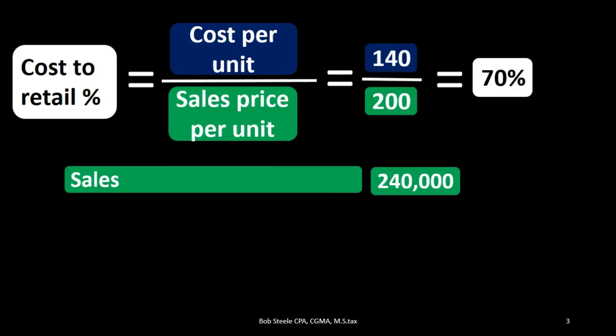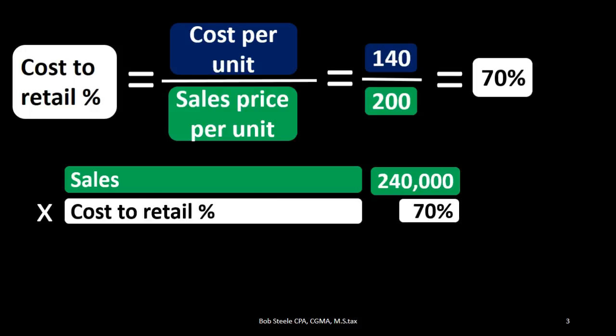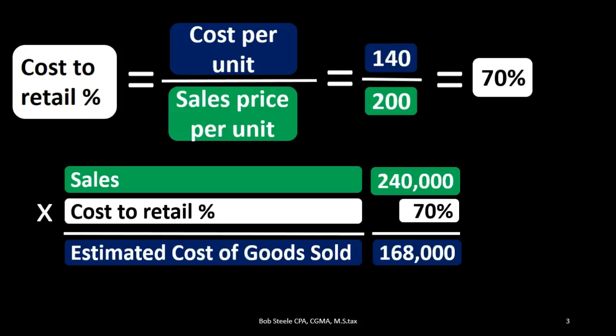If we take that number and we take the total sales, remember we know what total sales is because that's what's being calculated when we make the sale. So we have the total sales number. If we multiply the total sales number by this 70%, the cost to retail percent, then we can estimate that the cost of goods sold should be $168,000. So we know what the sales are. We're estimating the cost of goods sold based on the relationship between the cost per unit and the sales price.